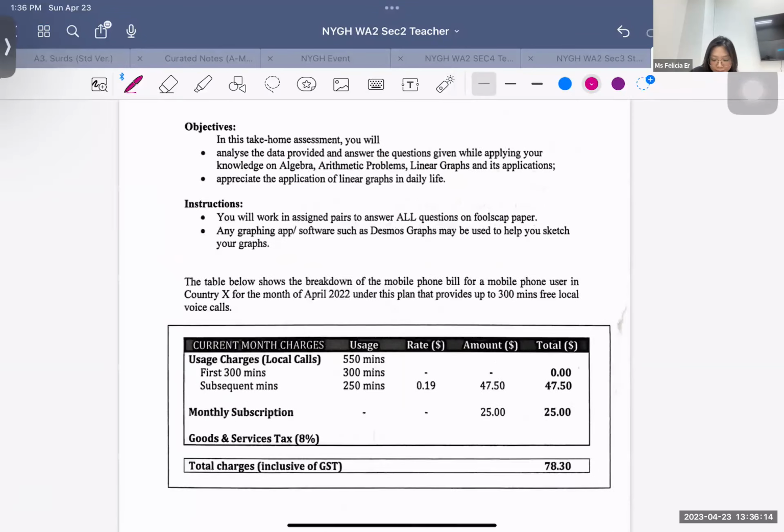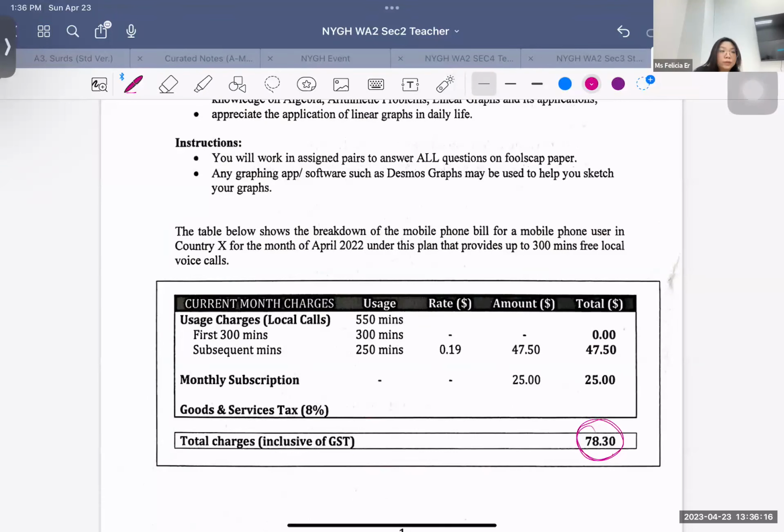So $78 appears here. And they say it's inclusive of GST. So actually, I realized that the main mistake for this question is students forget to include GST. But it's quite obvious because if you don't get $78.30, you know something is wrong.